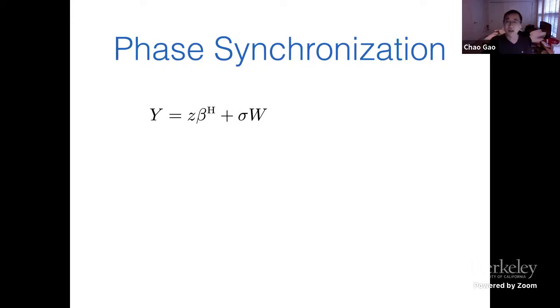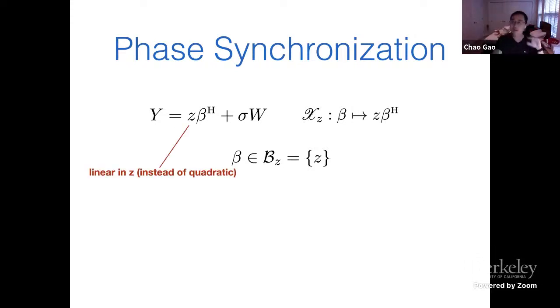Then this gives us the corresponding linear operator, which maps beta to Z beta transpose. This is a well-defined linear operator. And what about our parameter space? Well, the parameter space for beta is just this trivial space indexed by Z. It is the space that only contains one element, Z. If you do that, this is how you can recognize the phase synchronization model as a special case of the structured linear model framework. Now we have a representation that is linear in Z instead of quadratic, and then we can derive the algorithm.